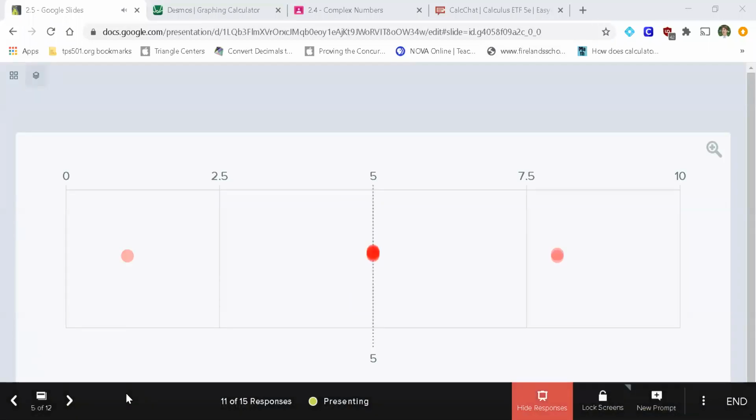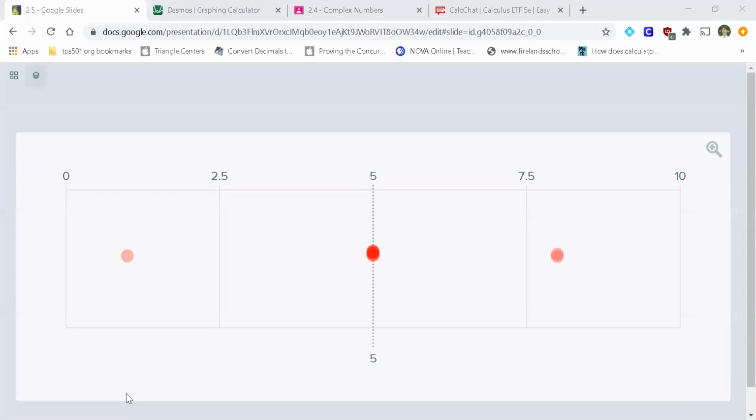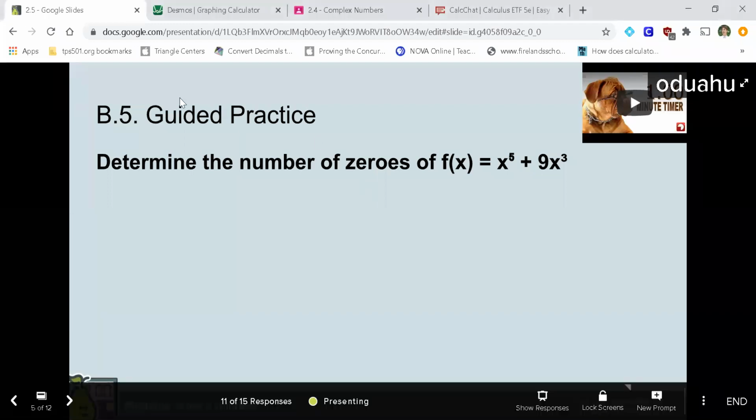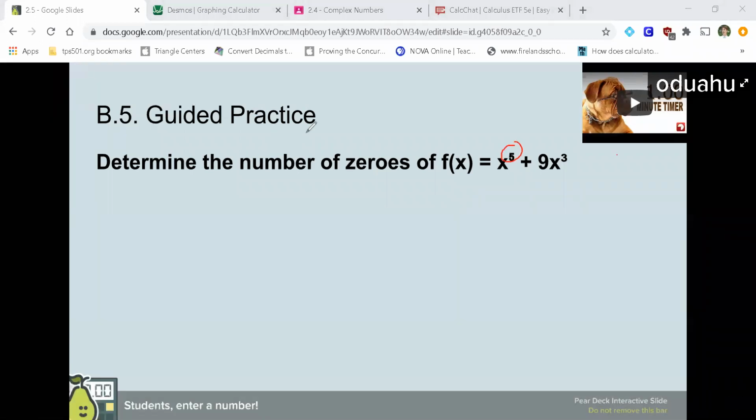All right. As you can see, it's got 5 zeros. We are pretty good with that. Because again, it's just based on its degree. That's all there is to it. This polynomial has a degree of 5, so it has 5 complex zeros.